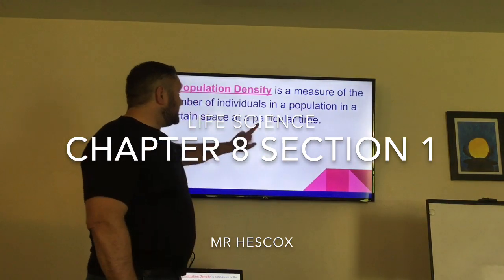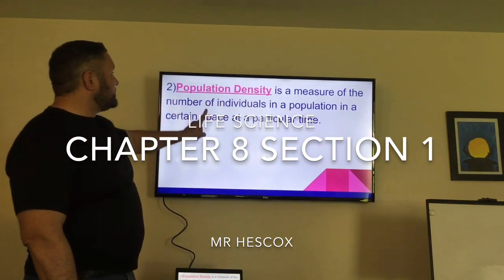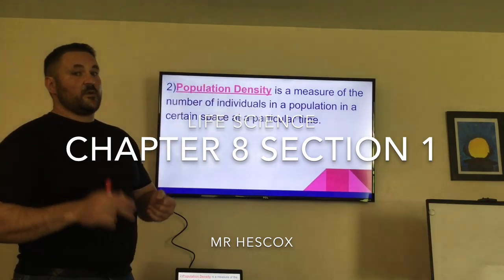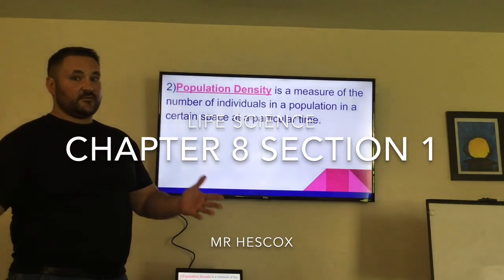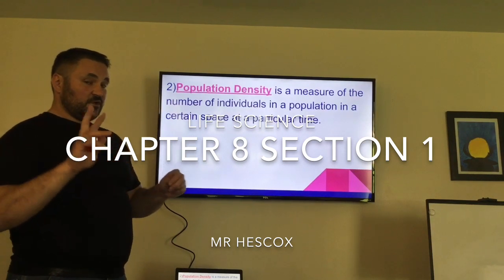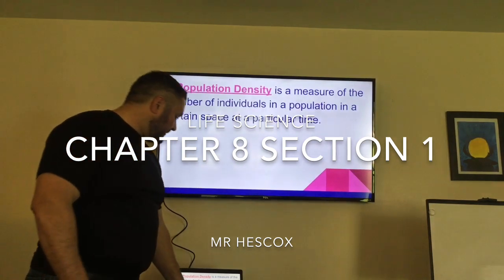To have population density, the key is a measure in a certain amount of area. It can be square miles, it can be square kilometers, but it's some sort of area. So it's usually in a distance squared.